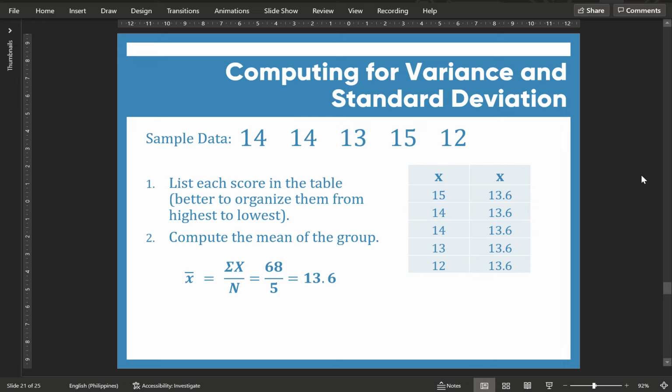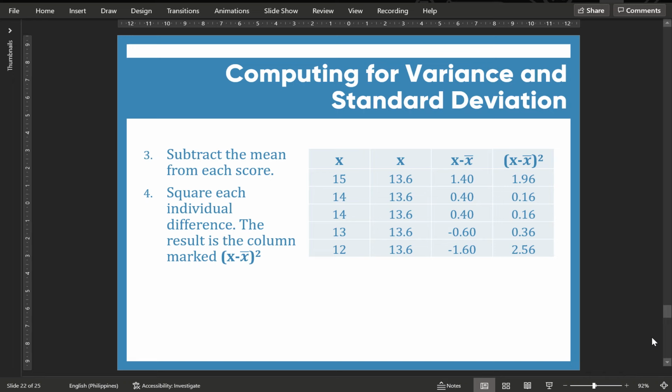But first, let's have a review of what the steps are for computing the variance and standard deviation. So we have sample data here, and we have to organize them from highest to lowest, and then we compute the mean of the group. After computing the mean, we subtract the mean from each score, and then we square each individual difference. So the result is in the column of (x minus x̄) squared.